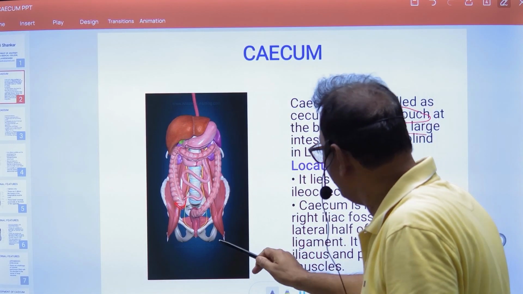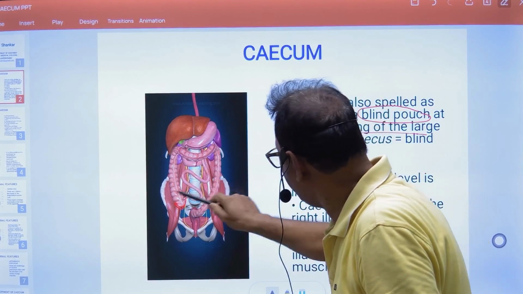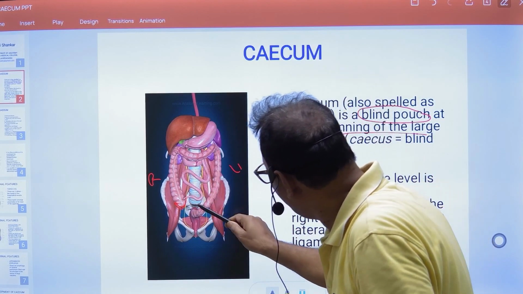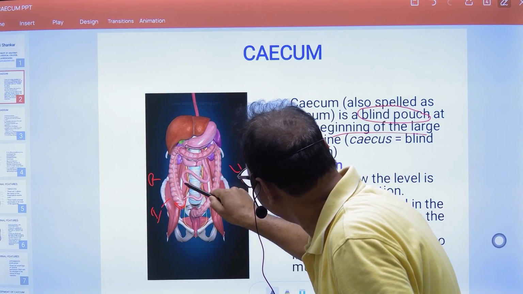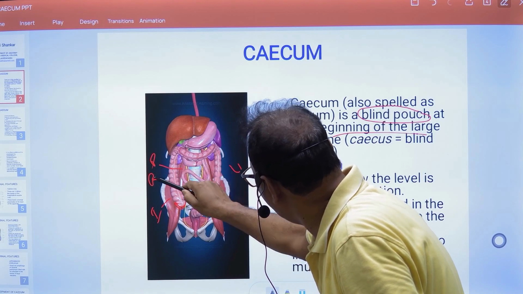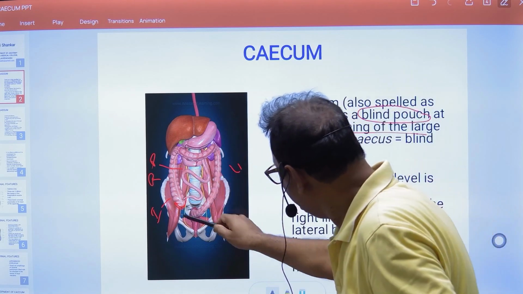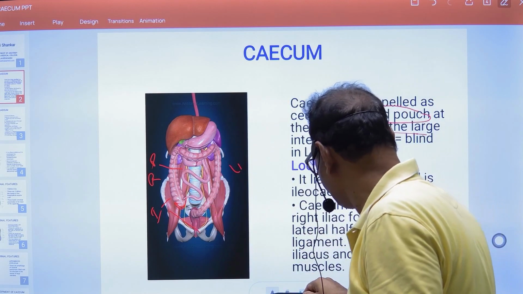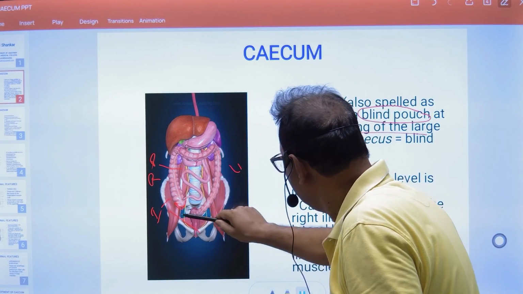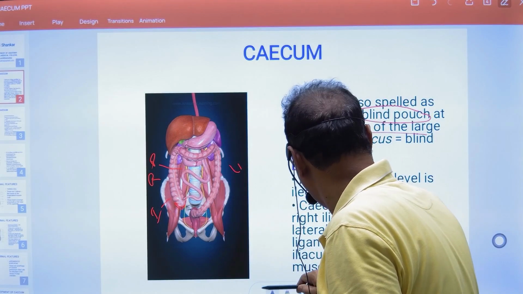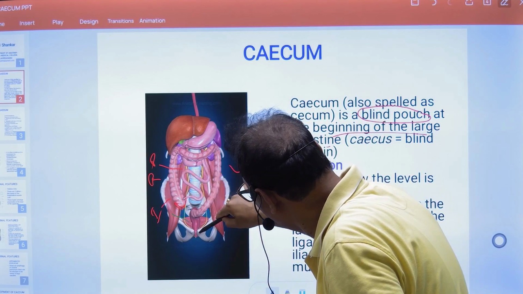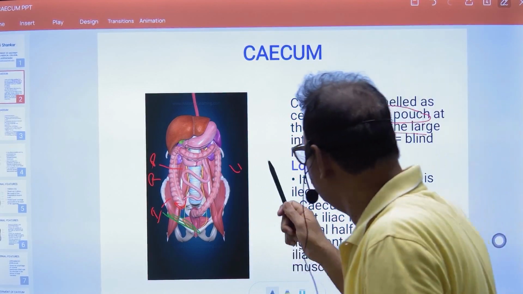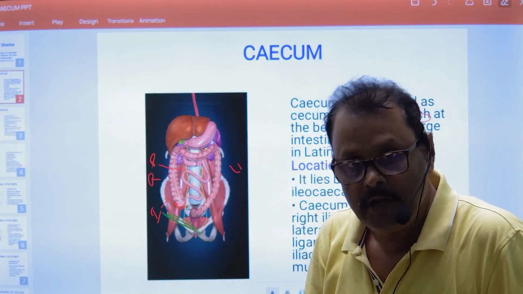Now, where is it located? It is located in the right iliac fossa. This is the right side, and this is the left side. It is located above the iliacus muscle and the psoas muscle, so it is located above the iliopsoas muscle. It is also located just above the inguinal ligament. So this is the inguinal ligament, and the cecum lies above it in the right iliac fossa, just above the iliopsoas muscle.